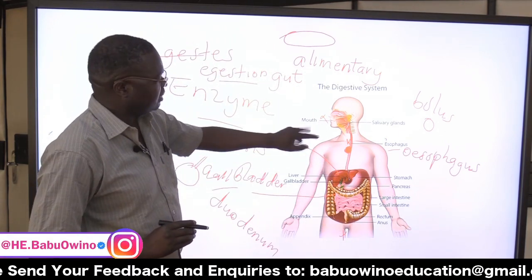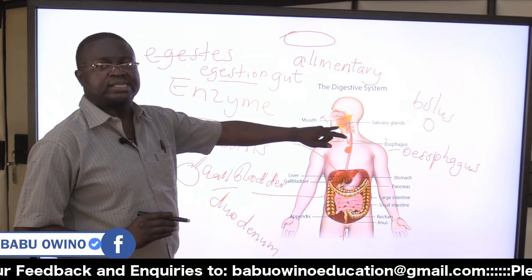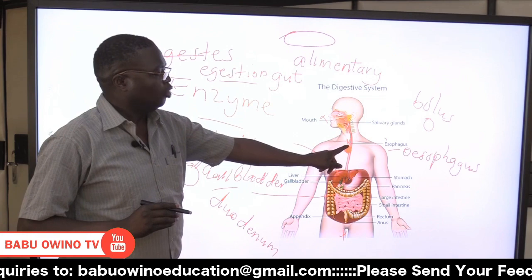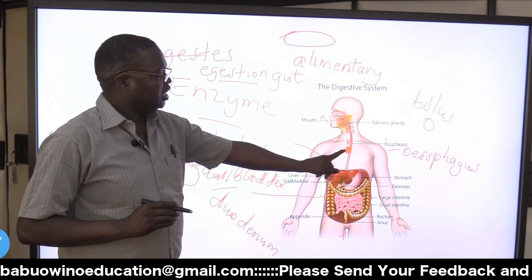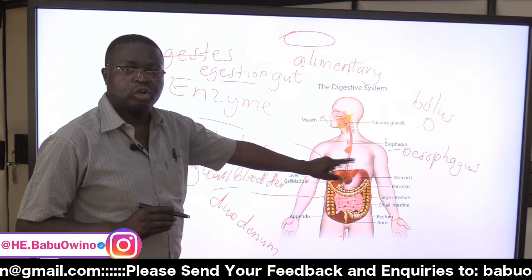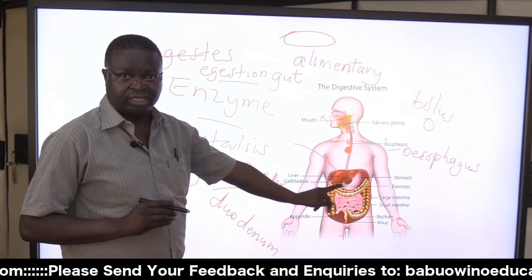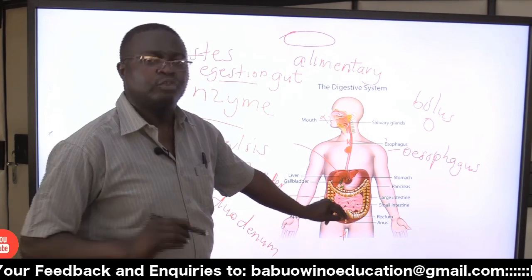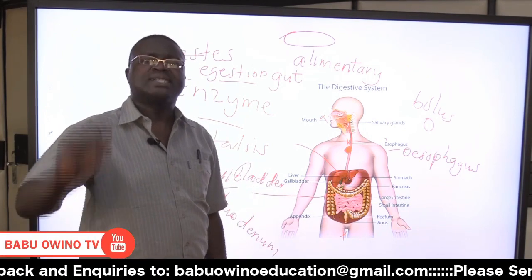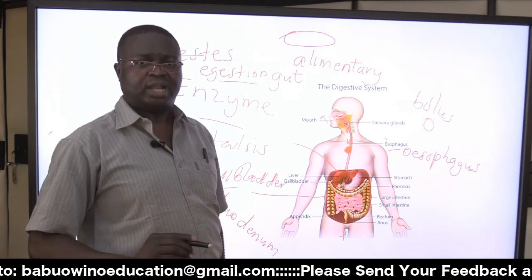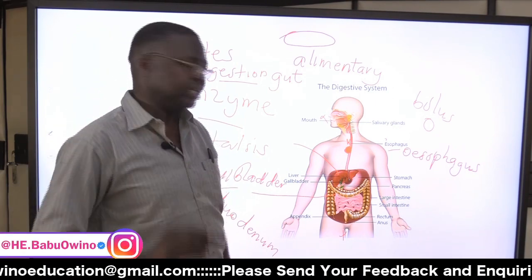So in a summary, the mouth is where digestion starts, carbohydrate, with saliva. Food moves in the gullet or esophagus in form of a bolus, round thing, moved down by a wave-like motion called peristalsis to the stomach. In the stomach, proteins are digested by a juice called gastric juice. Stomach also has hydrochloric acid to kill germs in the stomach.